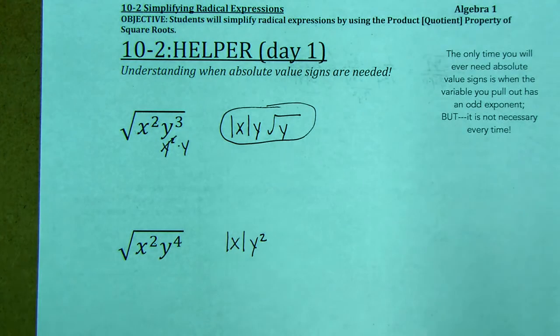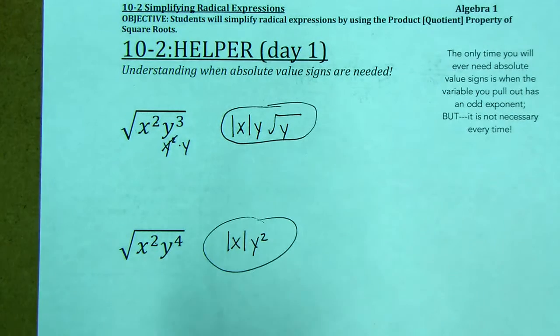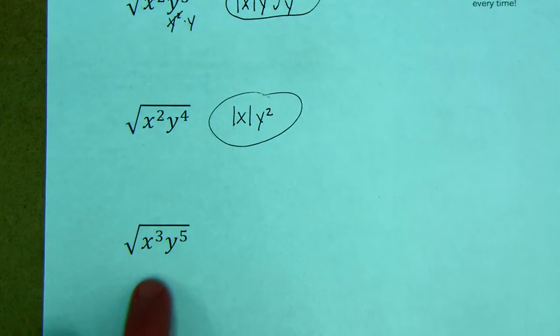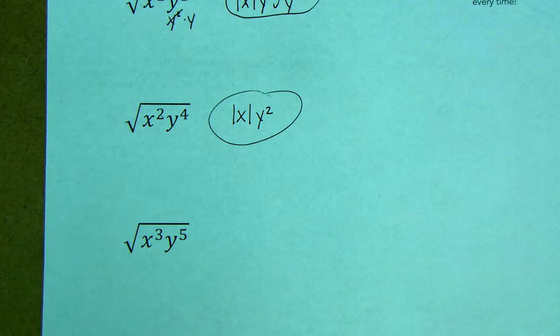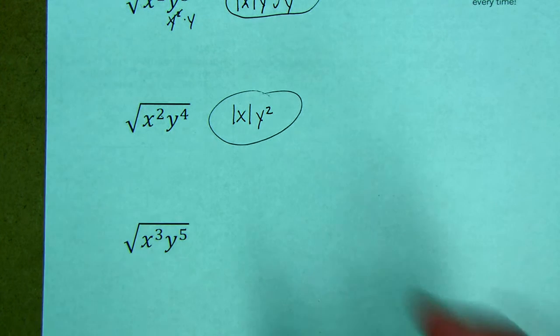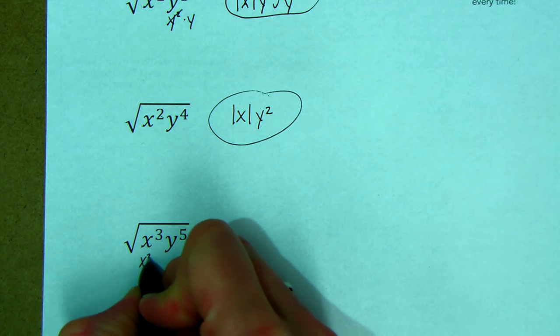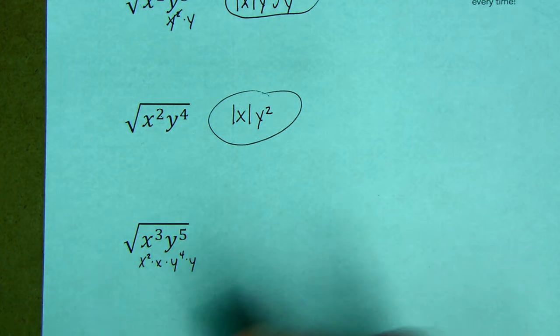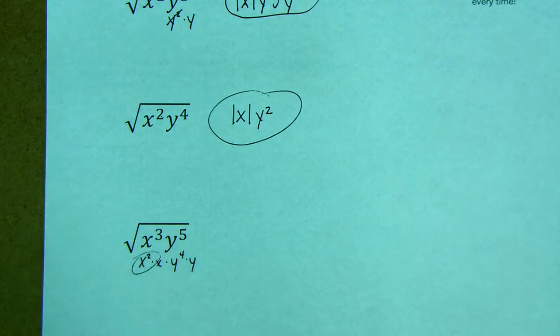Okay, moving on. X to the 3rd, y to the 5th. Guess what? No absolute value necessary here because they didn't even start with even exponents. All right, now I'm just going to rewrite it as x squared times x and y to the 4th times y. Why do I do that? Well, because I could take out one of those and 2 of those. So I got x, y squared, and what am I left with? X, y inside.